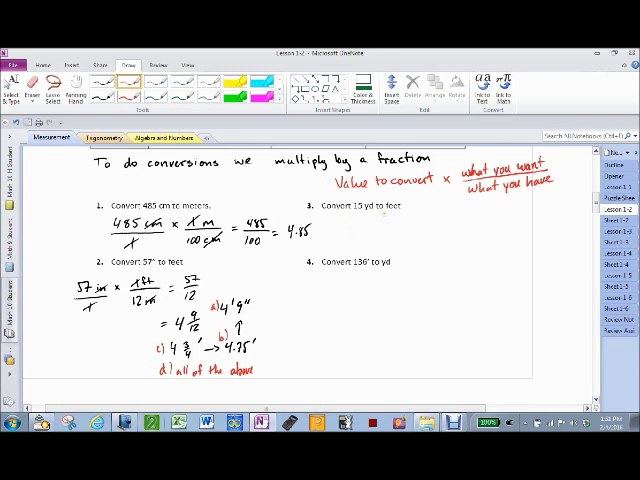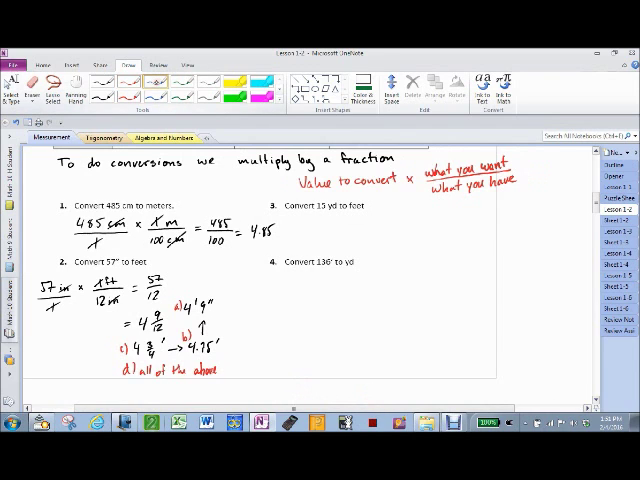All right, 15 yards to feet. You guys should be able to do this. What have I started with? 15 yards, and I want feet, right? So I multiply by 3 feet over 1 yard. Now I know the 1 and the yard are going to what? What's happened to the 1 every time we've done this? It cancels out. And the yard cancels out. So what am I left with? 15 times 3, which is 45. Cool? And that's all you got to do these.